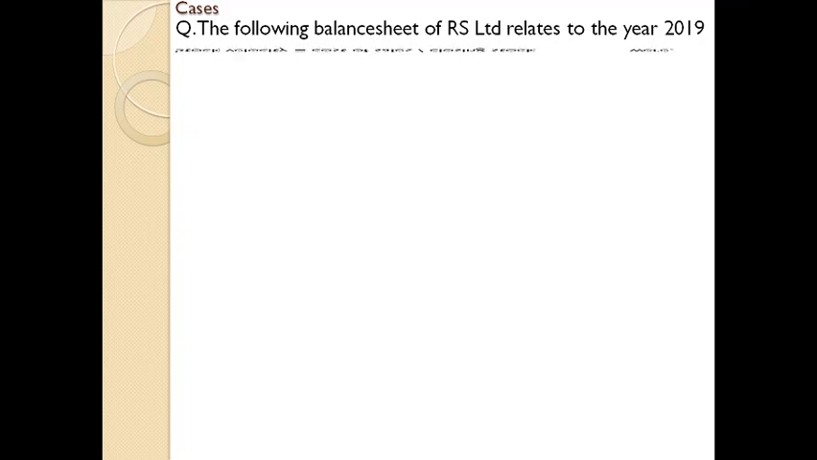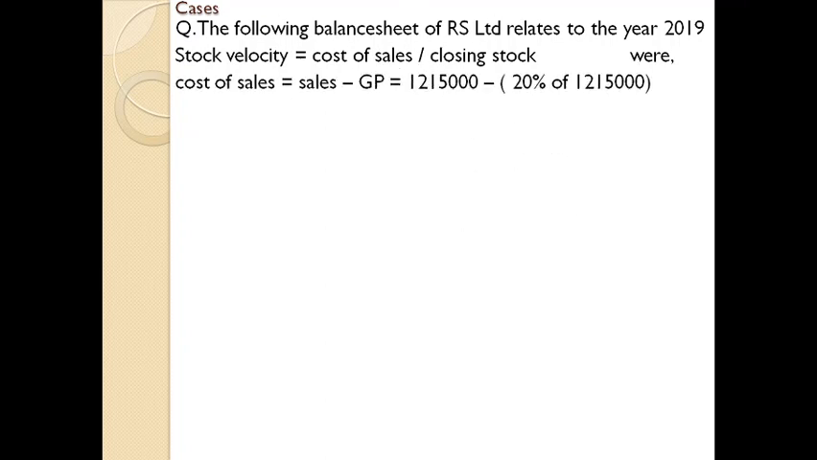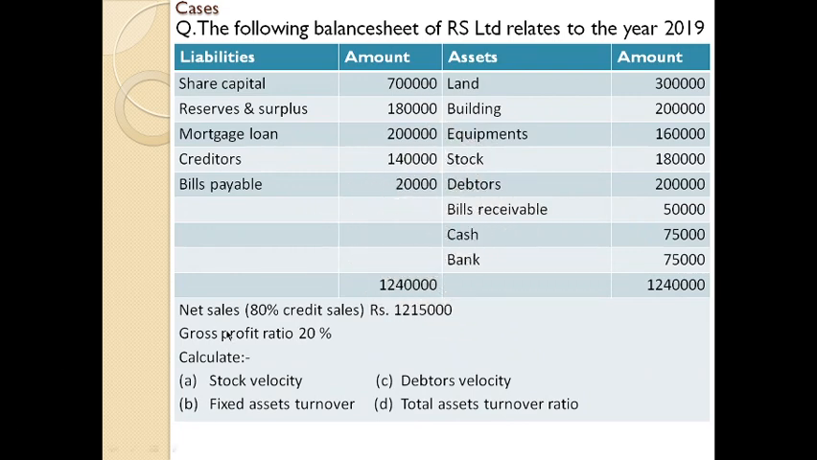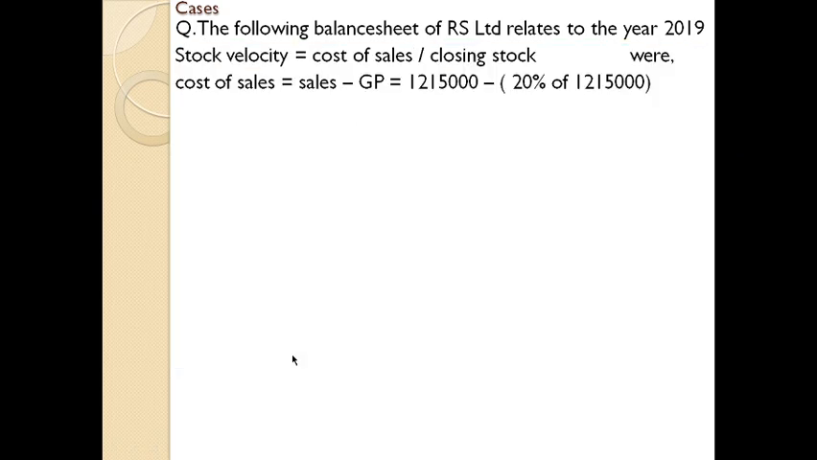We know that stock velocity, the other name of stock turnover ratio, is cost of sales divided by closing stock. Cost of sales divided by closing stock, and in the question, there is no information regarding cost of goods sold. The only details given are sales and gross profit. So we can say that cost of sales is sales minus gross profit. The other name of cost of sales is cost of goods sold. So familiarize yourself with various terms that are used synonymously.